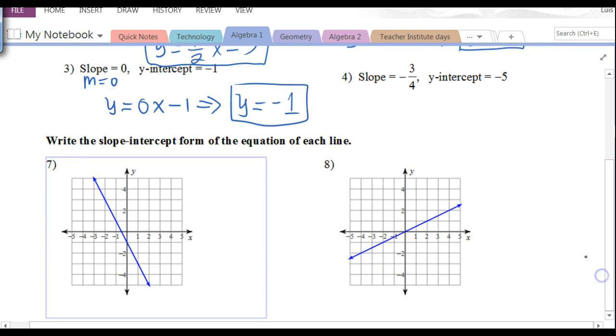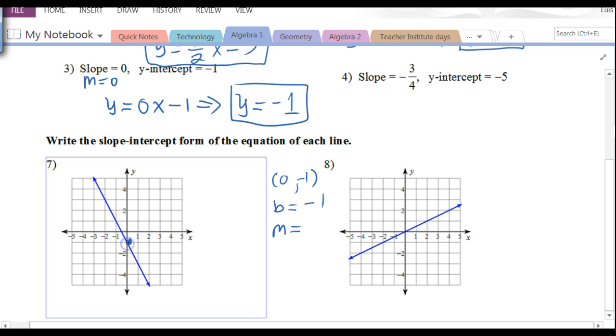Now if they give you a graph, you can do the same thing, right? We just need to find the y-intercept and the slope. First thing, I'm going to find my y-intercept. I know my x is going to be 0. Where does the line cross the y-axis? At -1, right? So for your b, instead of writing the point like (0, -1), just write -1. Okay, so my next step is just to find the m.